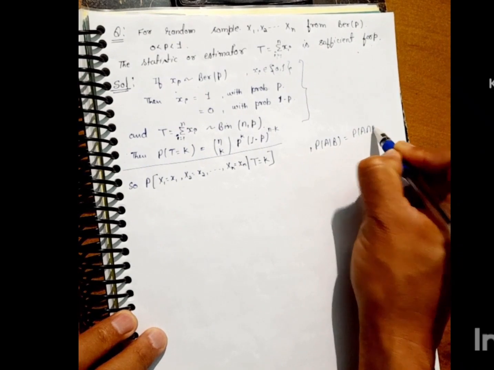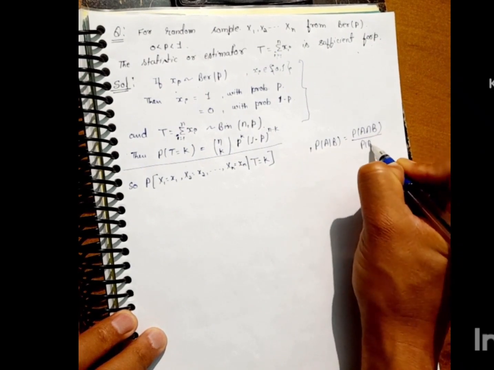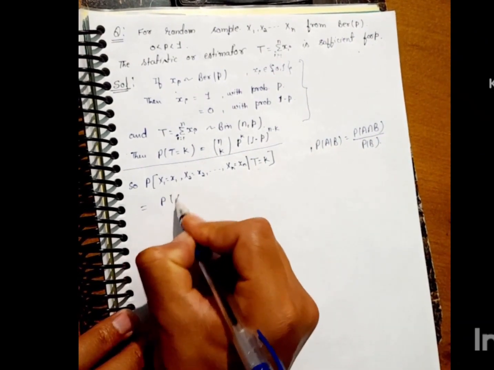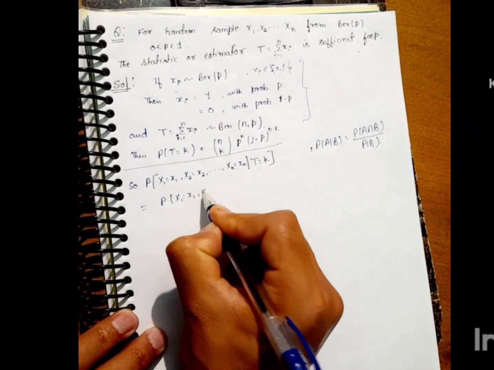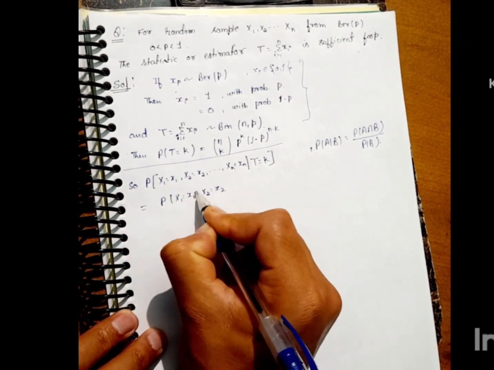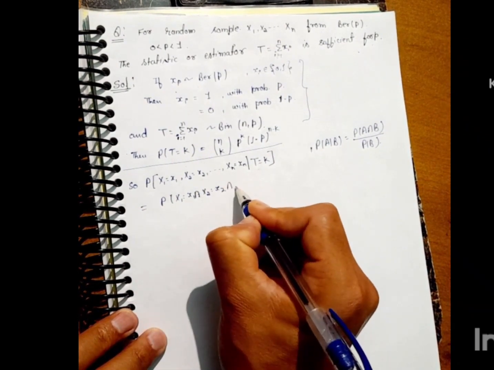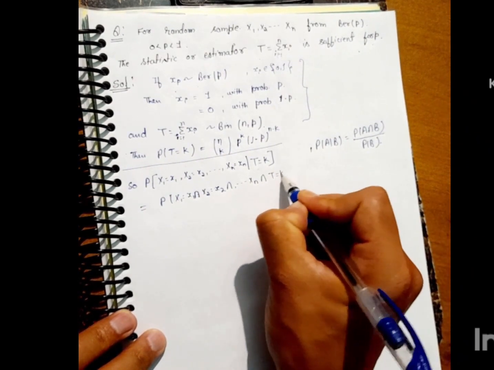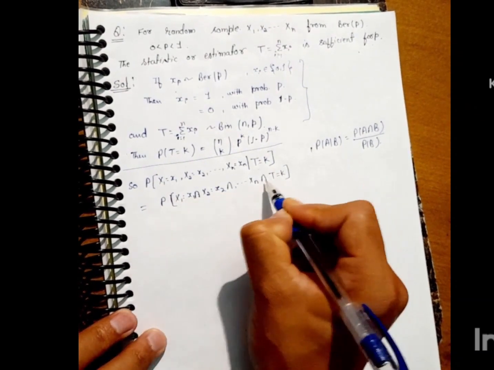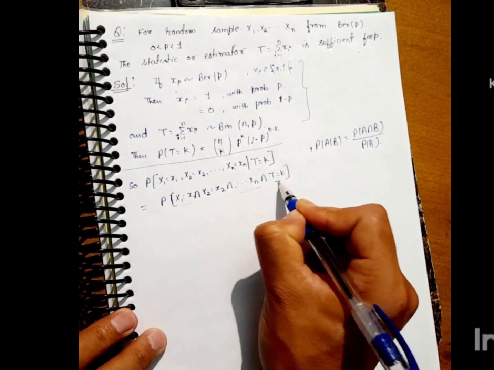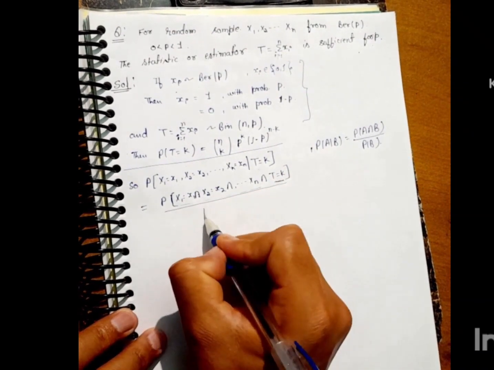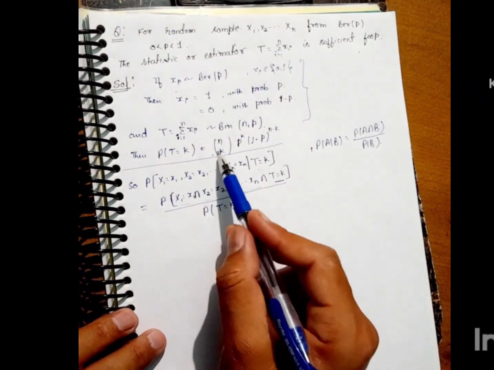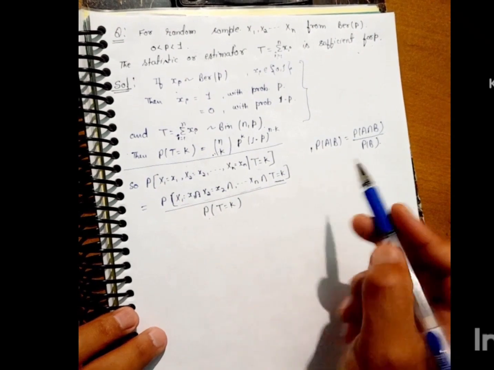the probability of A given B, which we can represent as the probability of A intersection B divided by the probability of B. So it takes the intersection, or simply you can write it as X1 equals x1, up to Xn equals xn, intersection T takes value k. These are two events, first one is this, then second one is this, divided by the probability that T takes value k.